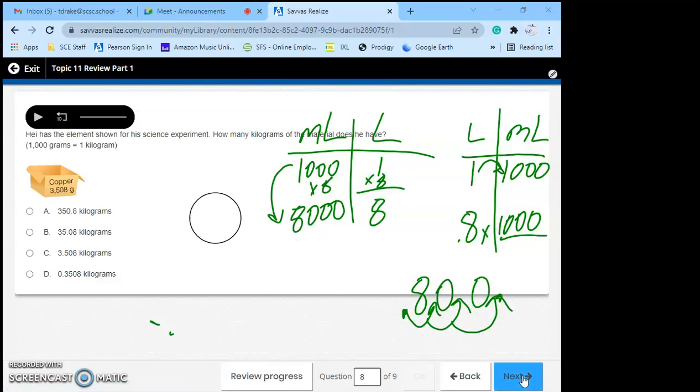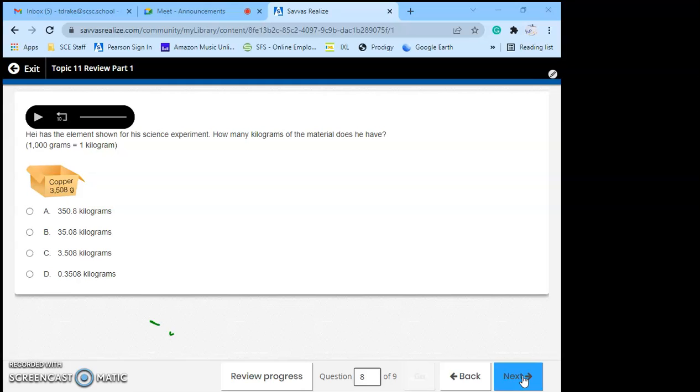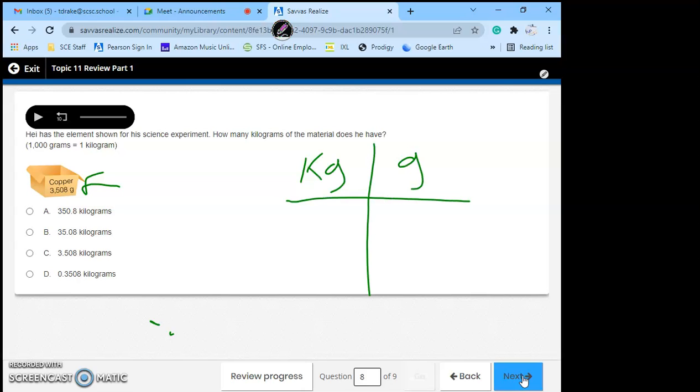Number 8. Pi has the element shown for his science experiment. How many kilograms of the material does he have? He has 3,508 grams in the box. It even gave you the conversion, which made it easier, but you should know what kilograms to grams would be. 1 kilogram equals 1,000 grams, and we have 3,508 grams. So we have to go from 1,000 to 1, which is dividing by 1,000.